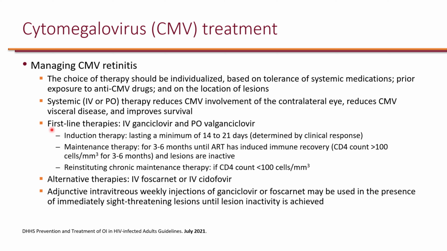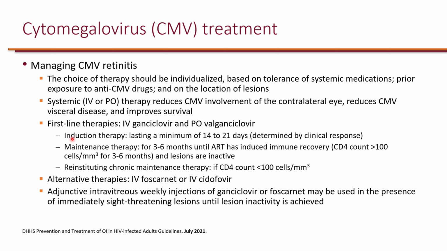So the first line therapy includes either IV ganciclovir or PO valganciclovir. Many clinicians prefer the IV formulation when retinitis is more central and sight threatening, or when adequate GI absorption is a concern, so PO cannot be an option. On the other hand, for patients without sight-threatening lesions, oral valganciclovir alone often is adequate.